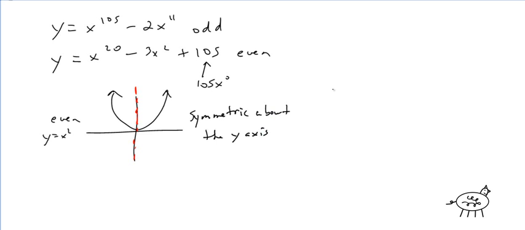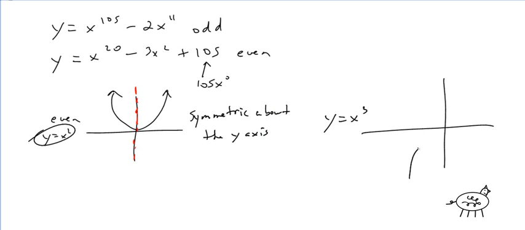Okay, and an odd function, so this is y equals x squared. So if I said y equals x cubed, it looks kind of like this. Okay, and this is actually symmetric about the origin. Okay, symmetric about the origin.